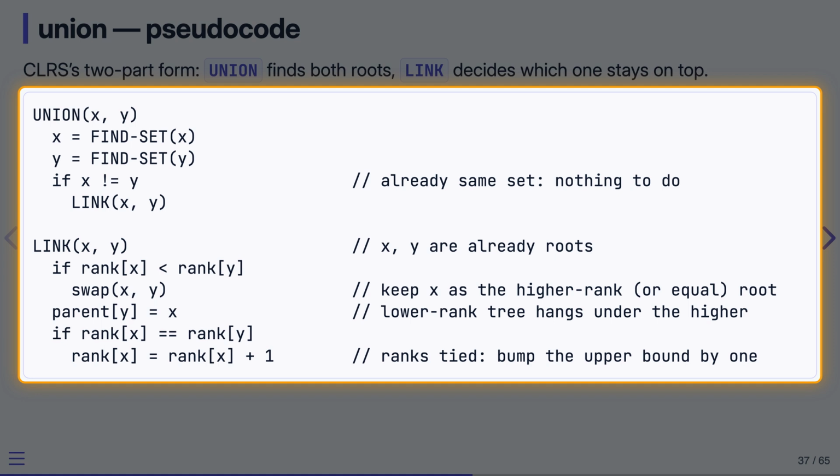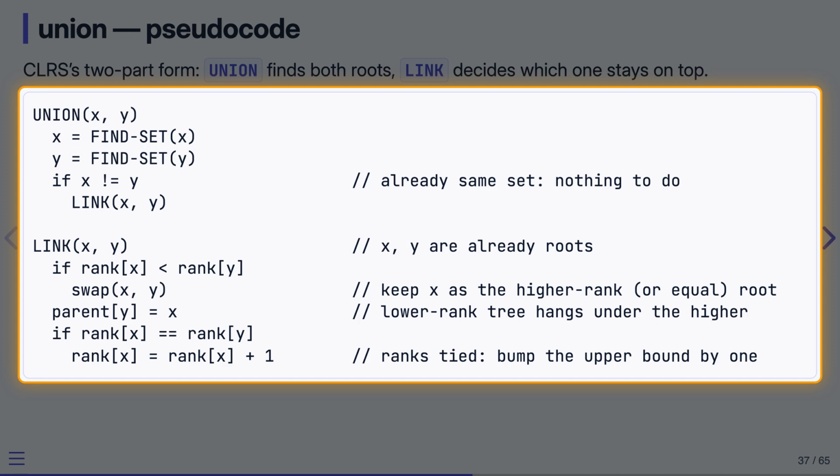It calls find set of x to get the first root and find set of y to get the second root. Then it calls link on those two roots. So link always receives real roots, never plain elements. Now look at link. At this point, both x and y are already roots.